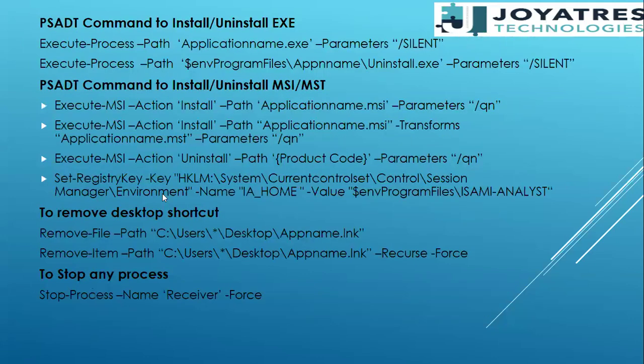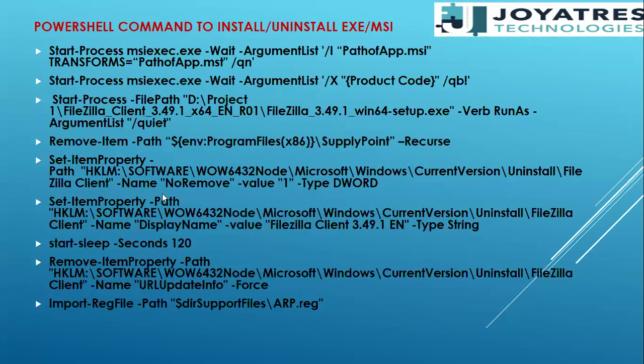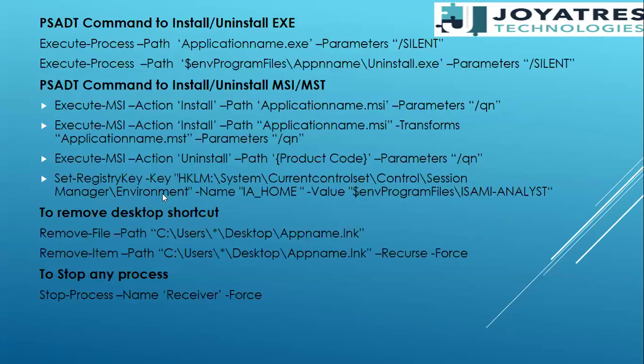So now I'll explain this one first. The first command, I'll give you the demo; as of now, I'm just explaining. The first command is to install an MSI and MST. These commands are only for PowerShell, where we are going to use Start-Process. If it is PSADT, we are going to use Execute-MSI to install an MSI or MST. So this is the difference.